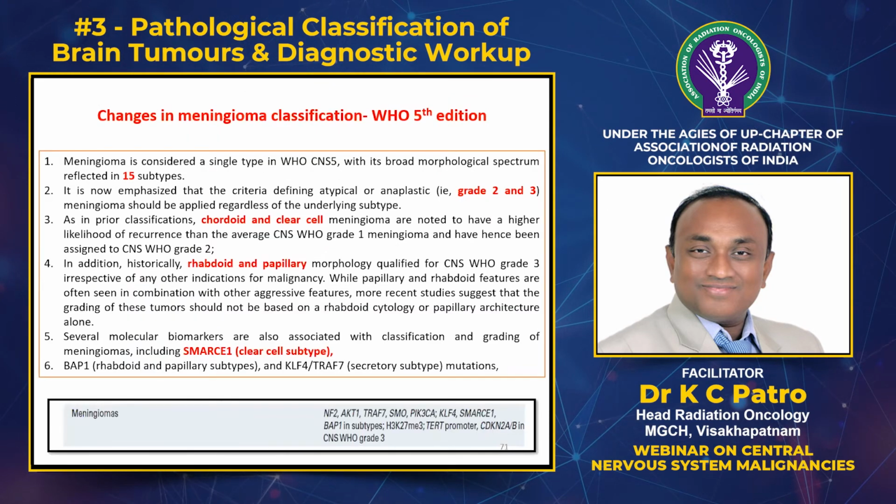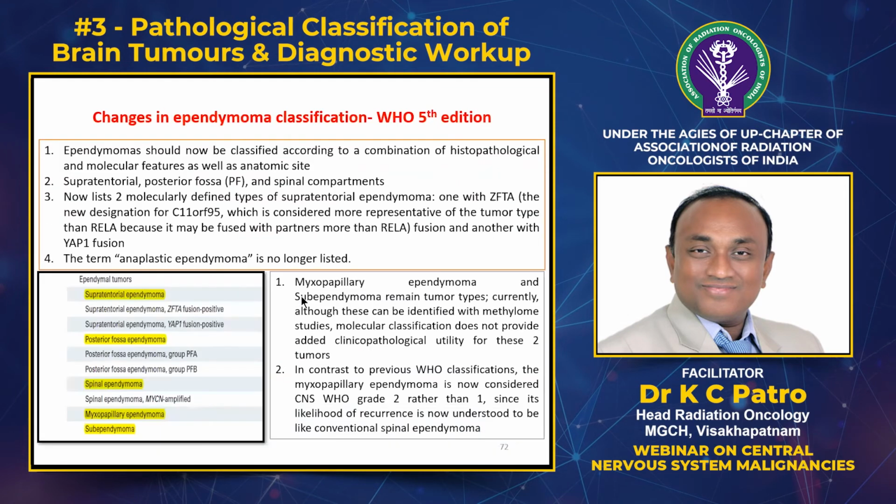Meningioma: in the CNS fifth classification there are 15 types. There is no atypical or anaplastic word. All are grade 2 and grade 3. In the prior classification, chordoid and clear cell meningioma, which were regarded as grade 1 meningioma, are now taken as grade 2. Rhabdoid and papillary morphology qualify for grade 3 irrespective of their indication for malignancy. Several molecular markers are also associated with meningioma. SMARCE1 is in clear cell type, BAP1 in rhabdoid and papillary subtype, and KLF4 and TRAF7 mutations are in the secretory subtype. Interested people can go and study these molecular alterations.